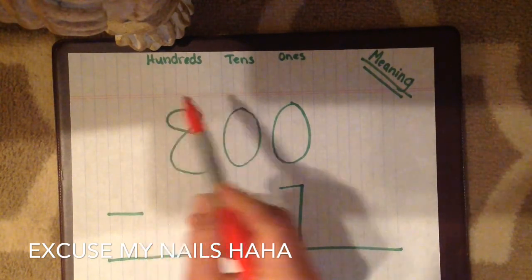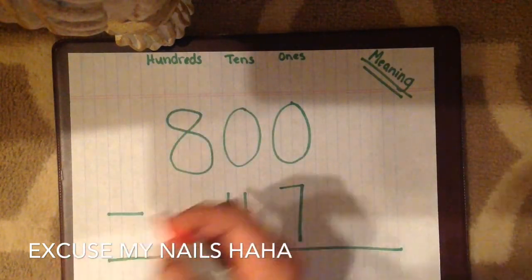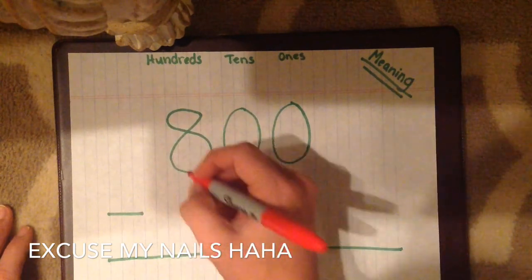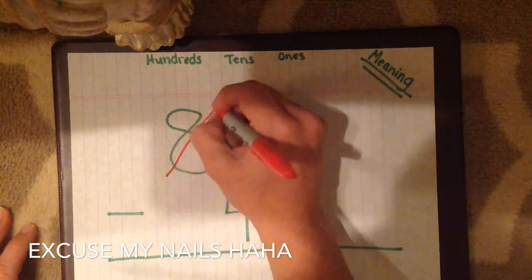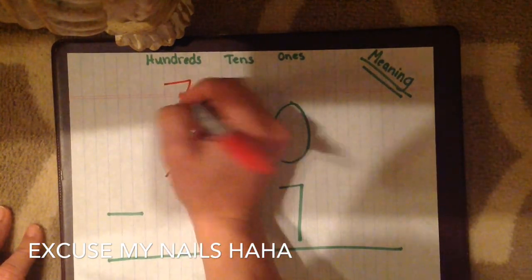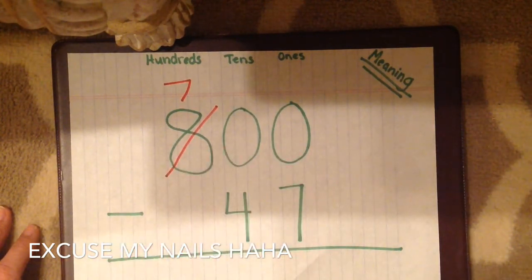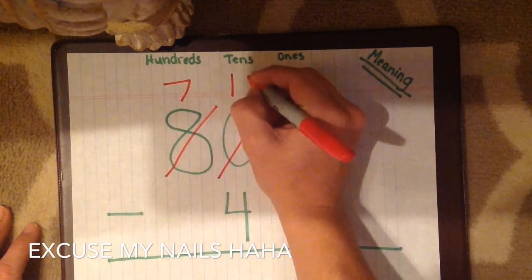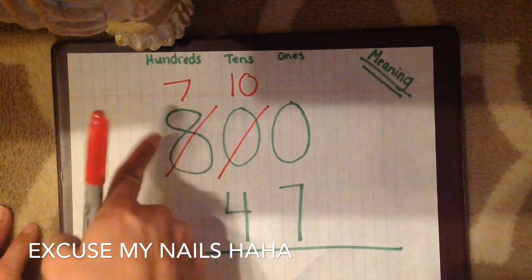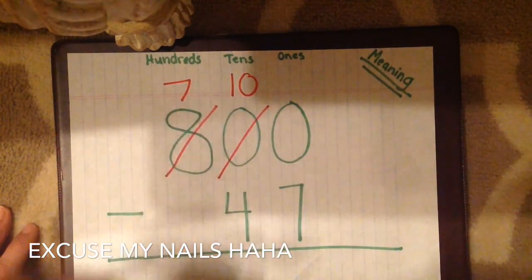We go to the hundreds house. Then we can take 100 from the 800s that are there. So I tell them to change that 8 to a 7 because we borrowed 1. And now our 10s, instead of there being 0 10s, we now have 10 10s because 100 makes 10 10s.